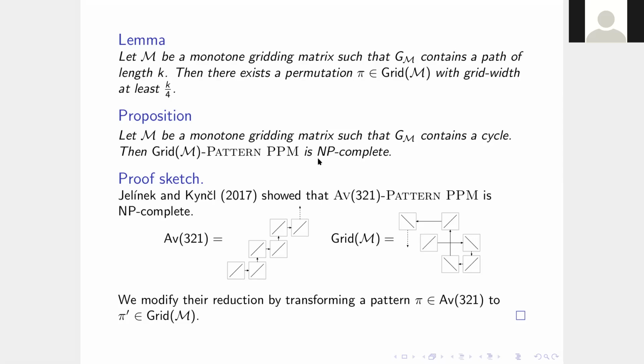classes. And so, up to a lot of technicalities, we essentially take their reduction, their pattern from Av(321), and then map it to the long path in the grid M. So we generate a subclass of the grid class that has a sufficiently long path in its cell graph, and then just map the pattern from the staircase path to this general path of grid M.